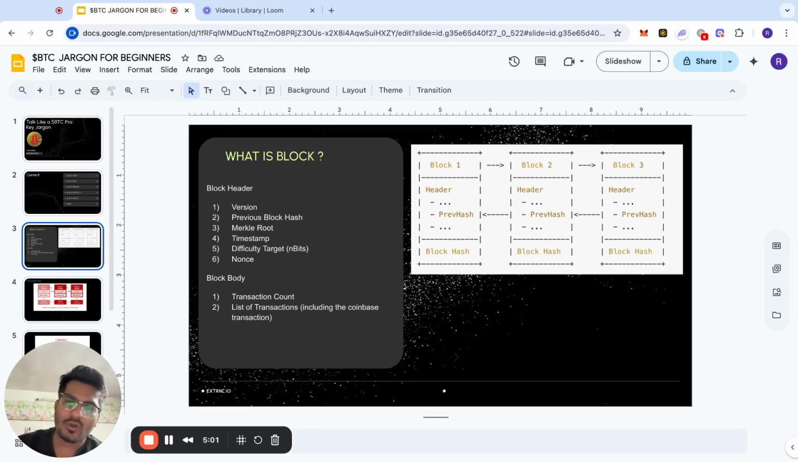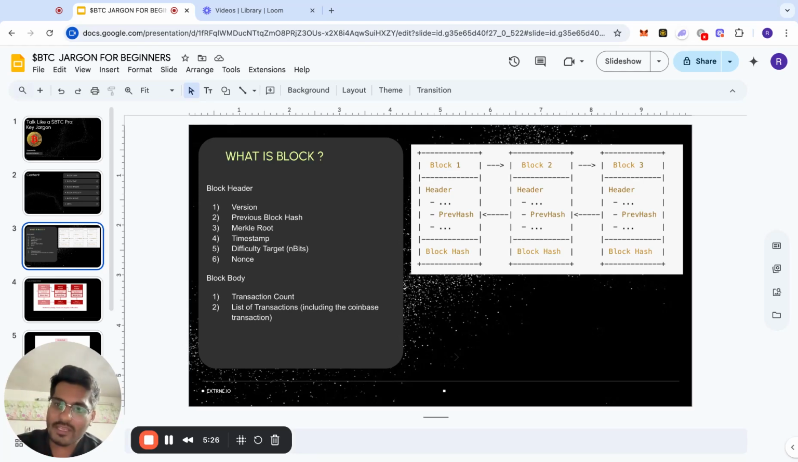So you keep on changing the nonce and you try to generate a hash whose decimal value is less than this difficulty target. Once the miner who achieves this first publishes it, the nodes validate it and add it to the chain.